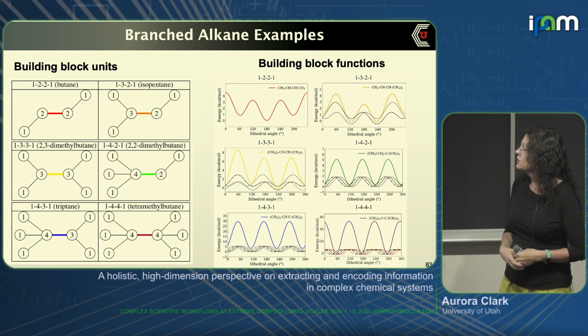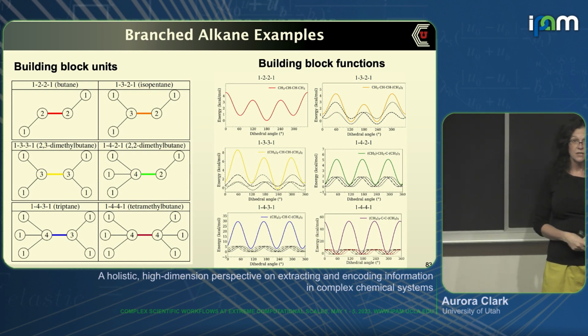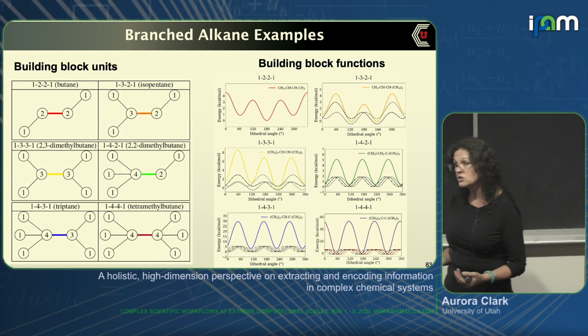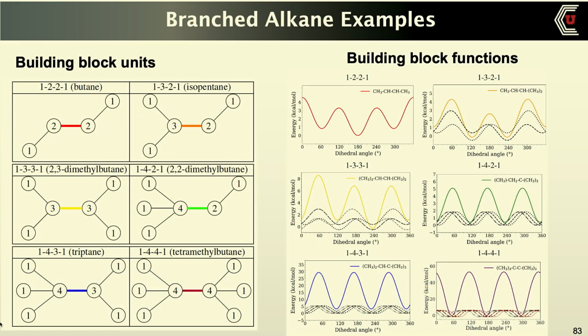And so what we decided to do is just take a whole bunch of different building block units and start creating more complex molecules. We did this for branched alkanes, but again, this is totally generic, and you could make this molecule as complicated as you wanted. So we've got our building block units. These are the structures of them, and the numbers are the degrees of those carbon atoms that are there.